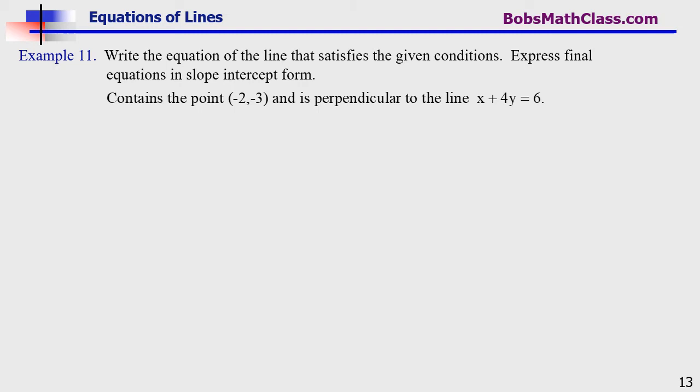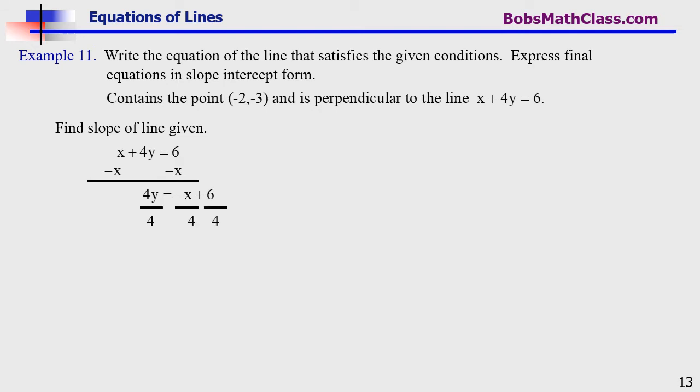So that's the first issue. The second issue is x plus 4y equals 6, it's not written in slope-intercept form. So what are we going to do? Right, we're going to write it in slope-intercept form. So x plus 4y equals 6. Subtract x on both sides. So that gives us 4y equals negative x plus 6. And then divide each term by 4.